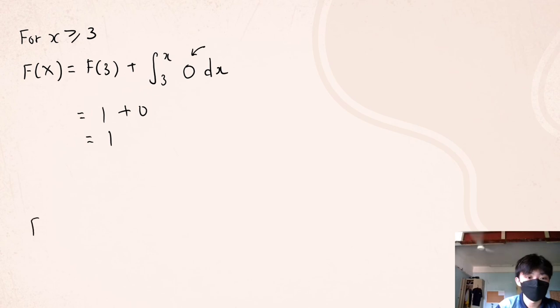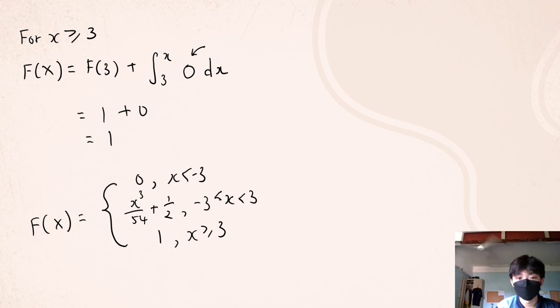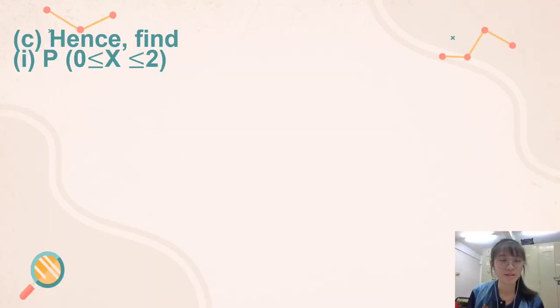And lastly, don't forget to write down the cumulative distribution function for these equations, which is F(x) equal to 0 when x is smaller than -3, and F(x) is equal to x cubed over 54 plus 1 over 2 when the value of x is between -3 and 3. And F(x) is also equal to 1 when x is greater than or equal to 3. So that's easy, right? That's all from me. So let's just move to question C.